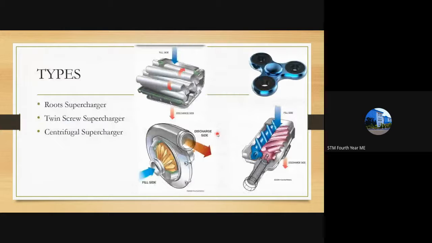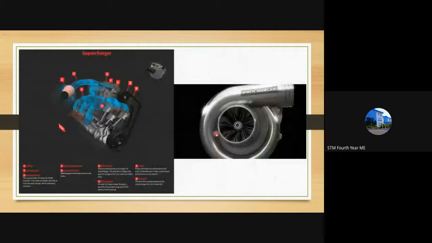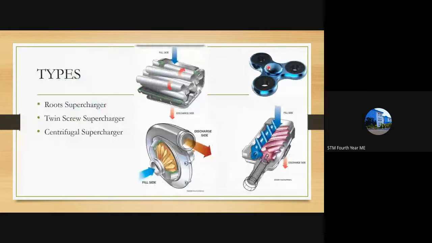Next comes the types of supercharger. There are some types of supercharger, and these are the Roots supercharger, twin screw supercharger, and centrifugal supercharger. These are the three types of superchargers. So I will explain to you the twin screw supercharger.